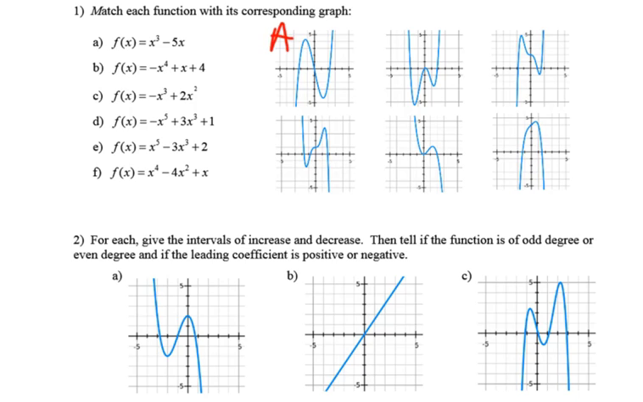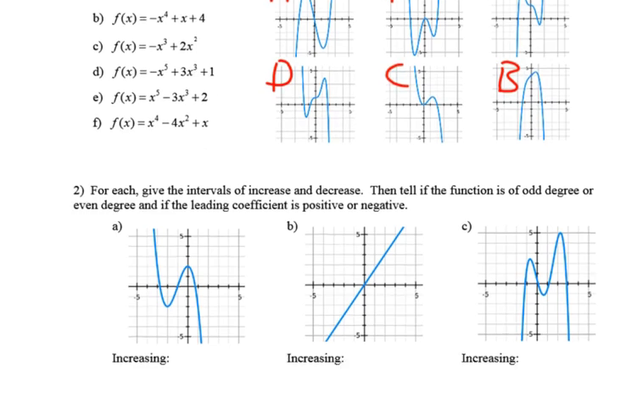A, F, E, B, C, D. E, C, F, C. You get out. Did anybody not get those? Everyone got it. Does anybody have questions about it? No. Okay.